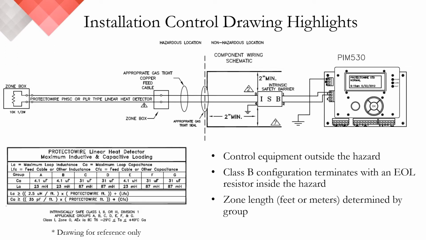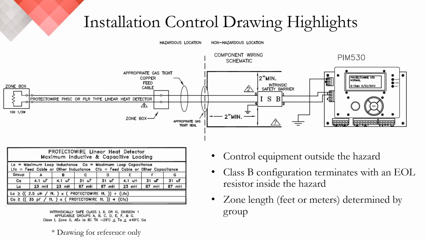So we've gone through a few steps of how to figure out the classified hazard, the control equipment, and now we're going to put it all together with the Protectowire control drawing. Note that this drawing is divided into two halves. You have the non-hazardous location and the hazardous location. Protectowire control equipment is always going to be in the non-hazardous location.